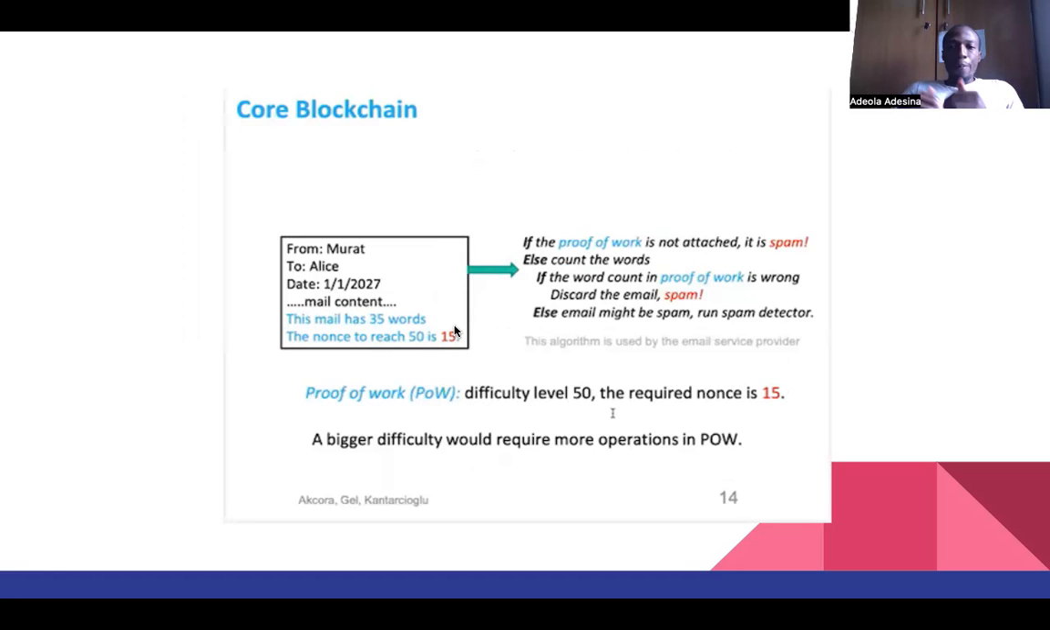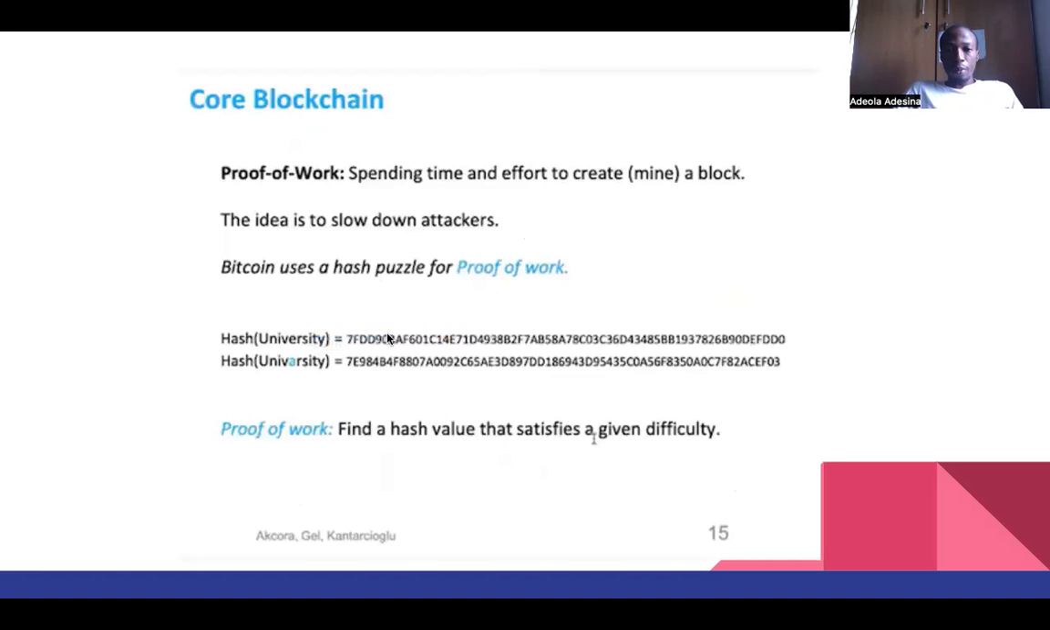So this is an entire mathematical jargon that you do not need to understand, but you just need to understand that once this mail has less than 50 words, then you send it to wherever you want to send it to. Once it has less than 50 words, then you send it to inbox. Once it has more than 50 words, then you send it to spam. The nonce required to reach 50 is called 15. So the word nonce is important because we'll need this when we're talking about Bitcoin, right?